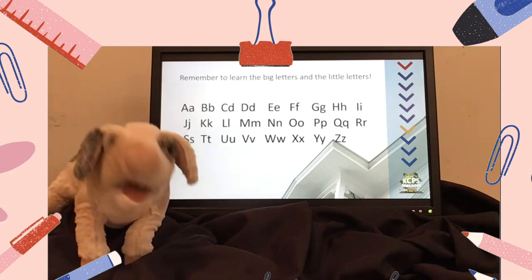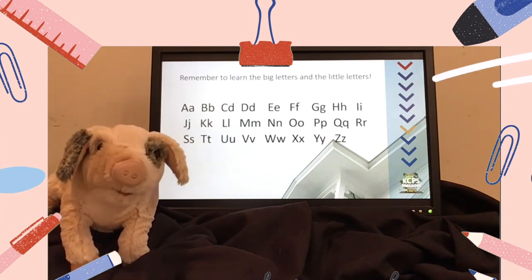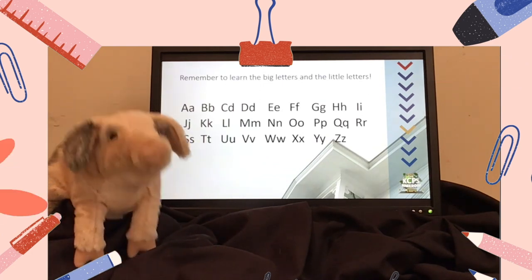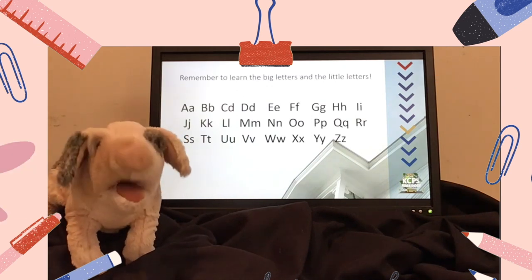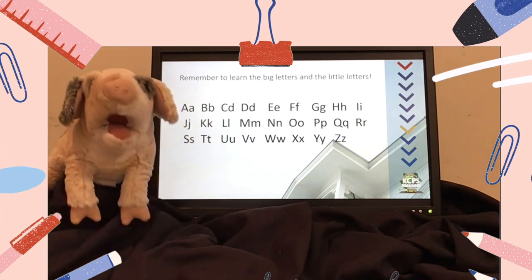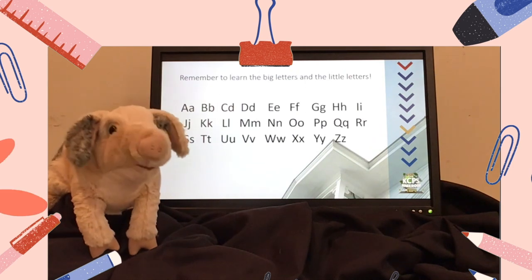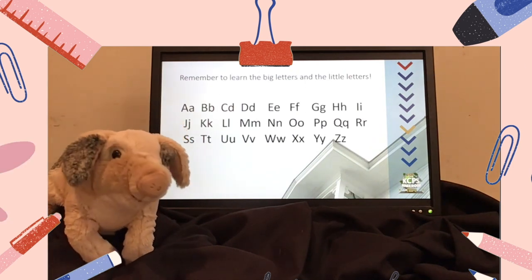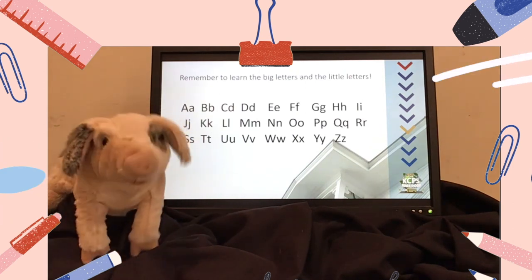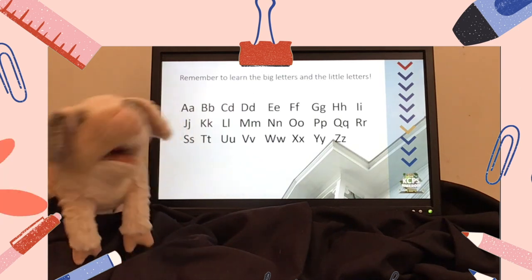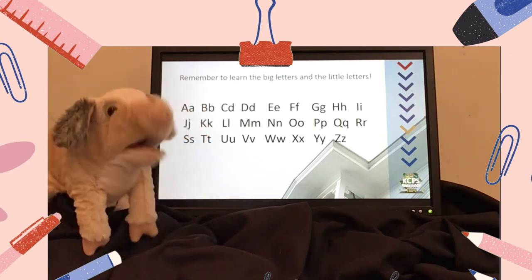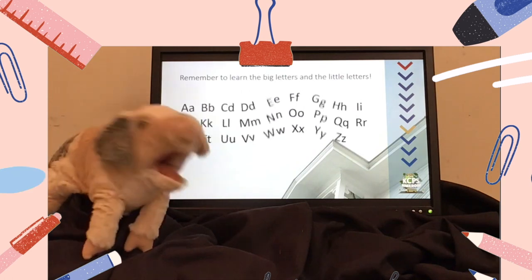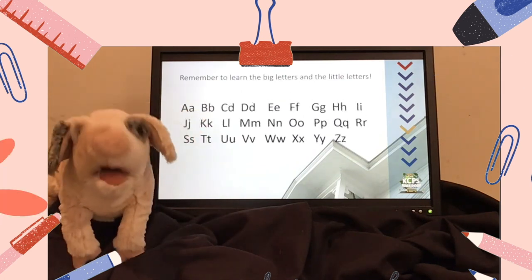Remember that you need to learn the capital letters and the lowercase letters, the big letters and the little letters, because all the things you want to read will have big letters and little letters. So you have to learn to read them all.